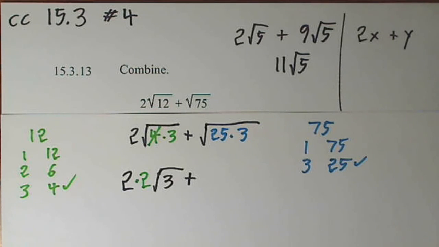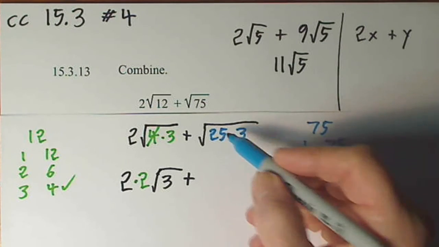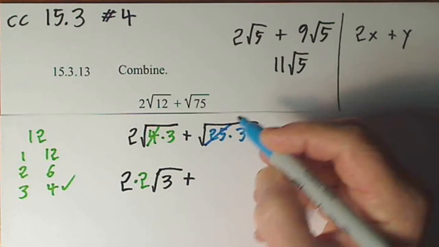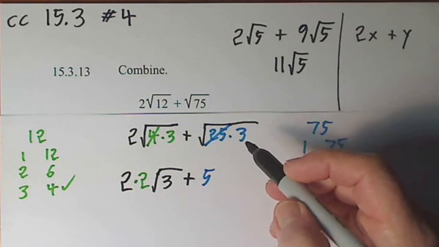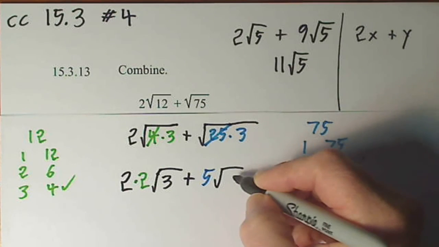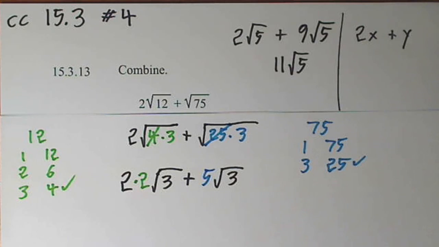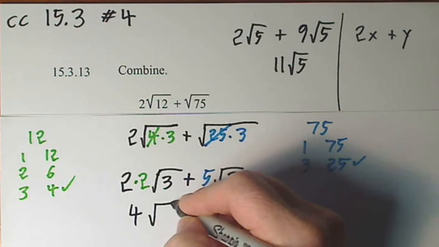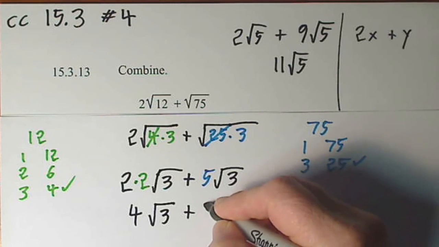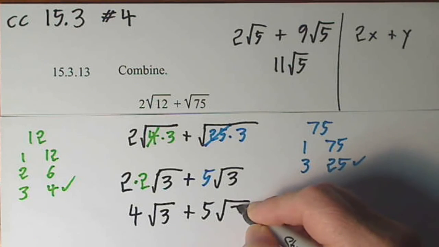And looking at the other one, 25 is a perfect square. The square root of 25 is 5. So now that's out from under the radical. And this 3 is still trapped. Okay? So that's still under there. Now we have 4 times radical 3 plus 5 times radical 3.